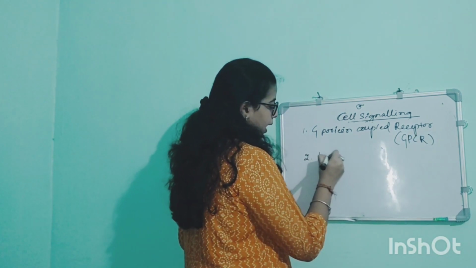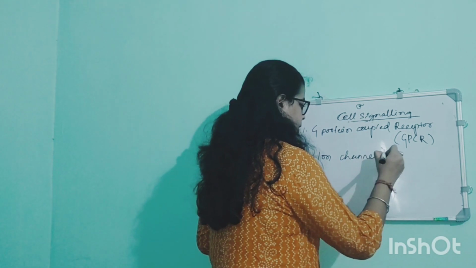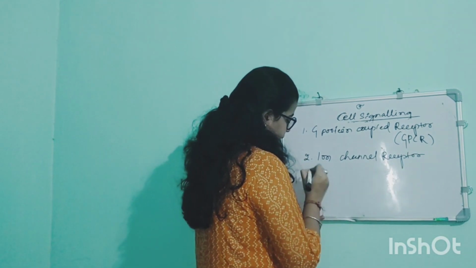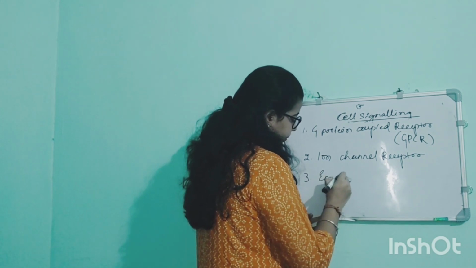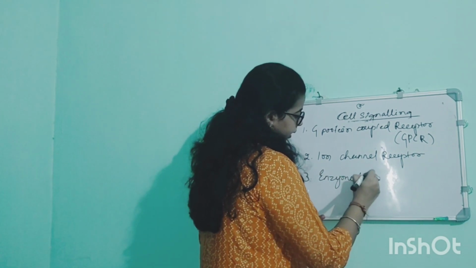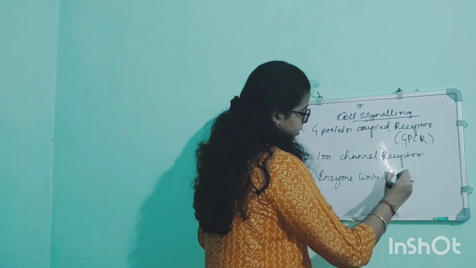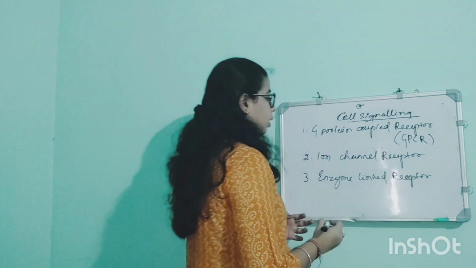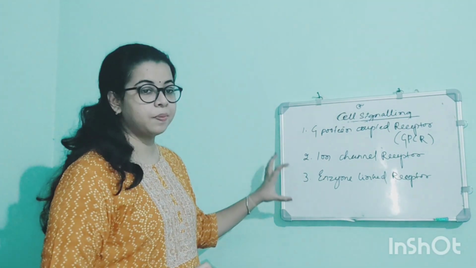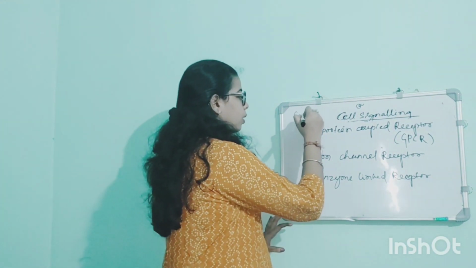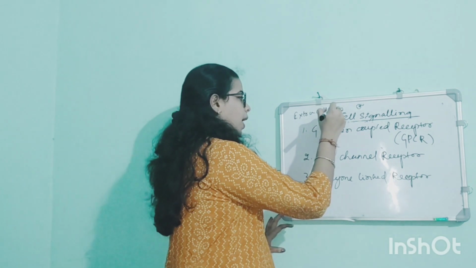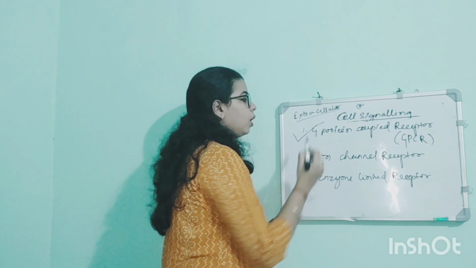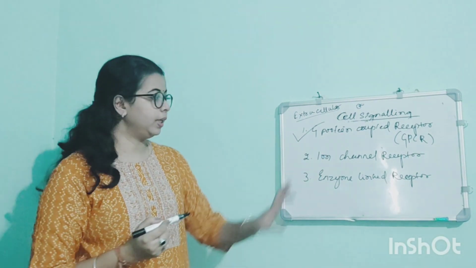Second is known as the ion channel receptor, and the third one is known as the enzyme linked receptor. So these are the three types of extracellular receptor, and in the next class we are going to begin with the G protein coupled receptor in detail.